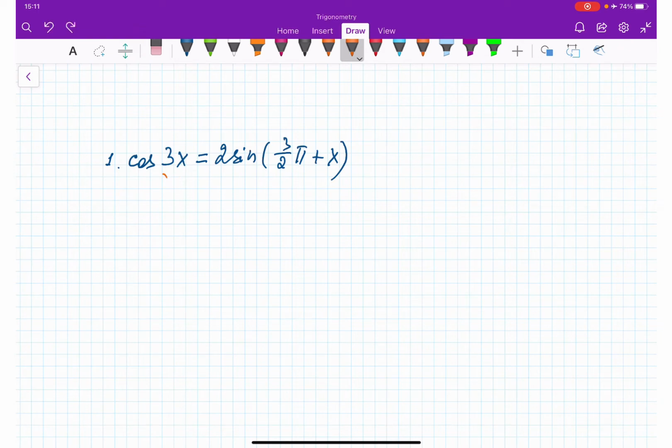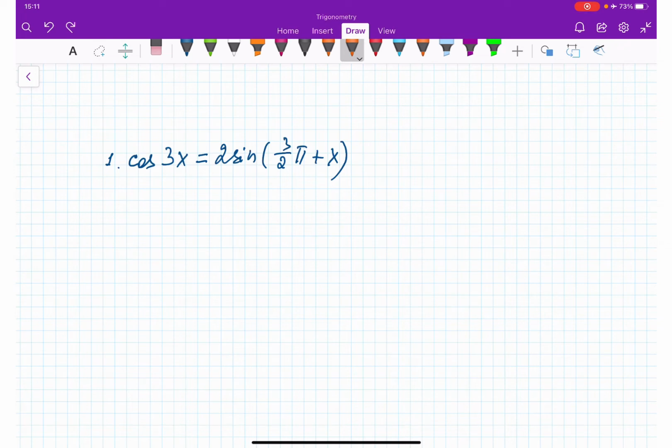So, we need to match them up, so they have the same arguments, either x, 3x, or 3π/2, and we have sine and cosine. So either cosine brought to sine, or sine brought to cosine. That's the goal.